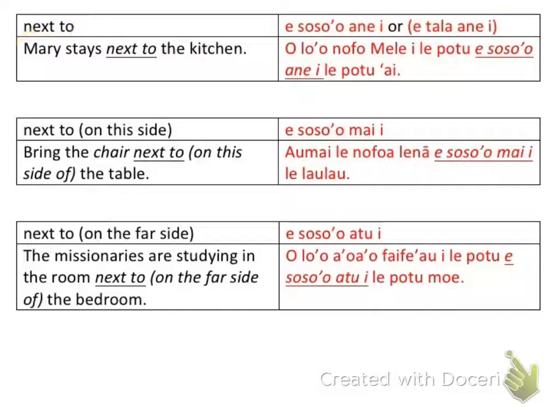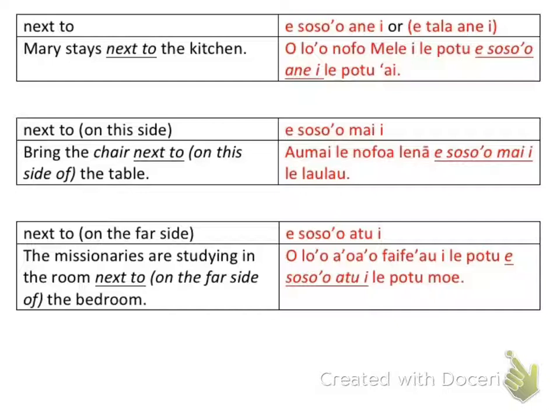Okay, so the next one is next to, and this is a little bit different. It's indicating it's on this side of the chair, or it's next to, but it's on this side, the way that's closest to you. So I use a directional adverb in there, mai, to indicate that. So I say e sasoo mai i. Okay, so bring the chair next to or on this side of the table. The way that I would say that in Samoan is au mai le nofoa le na e sasoo mai i le laulau.